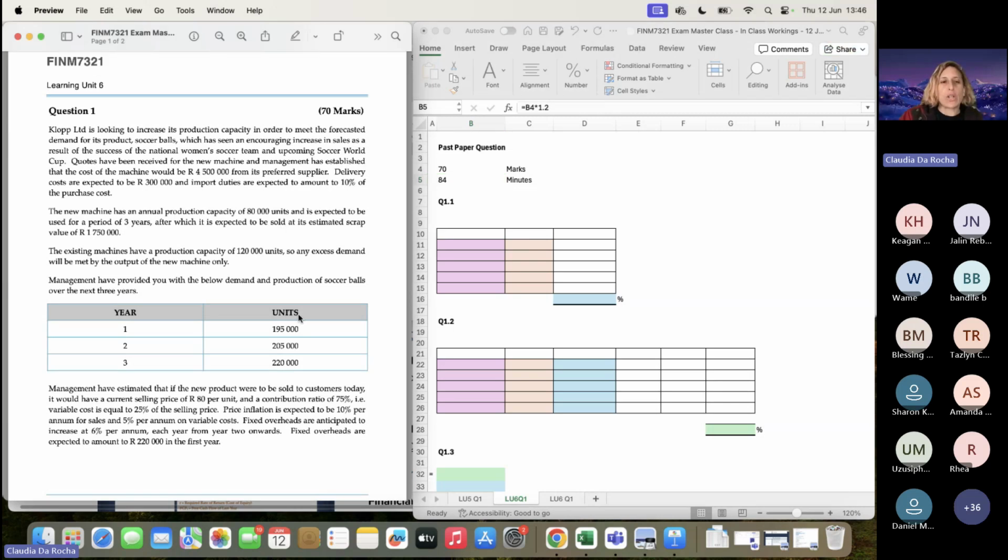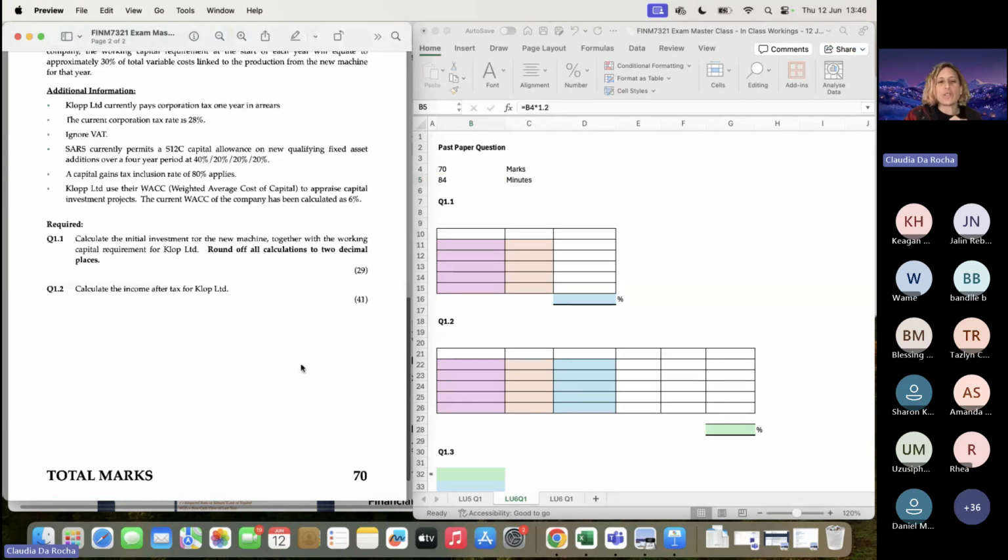Now we look at the required. It says 1.1, calculate the initial investment for the new machine together with the working capital requirement. Round off all calculations to 2 decimal places, and then calculate the income after tax for Club Limited.